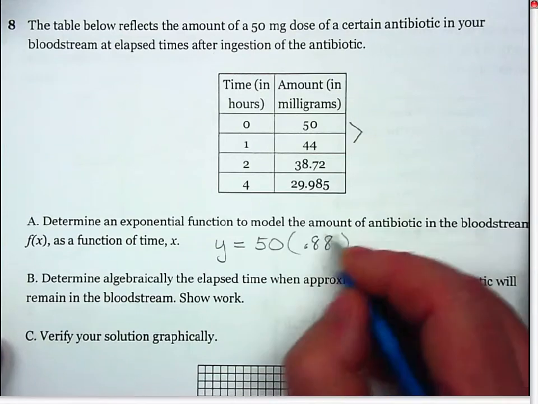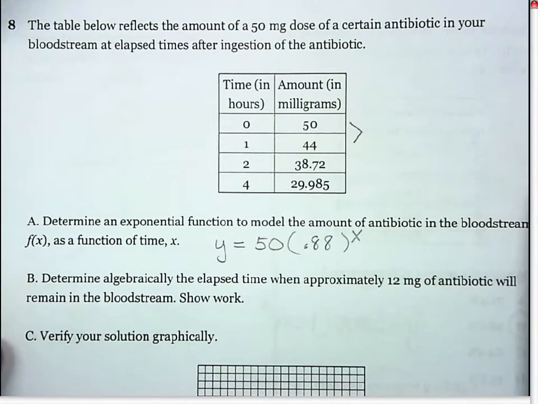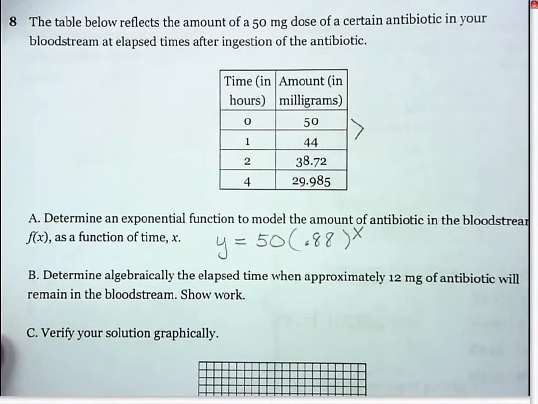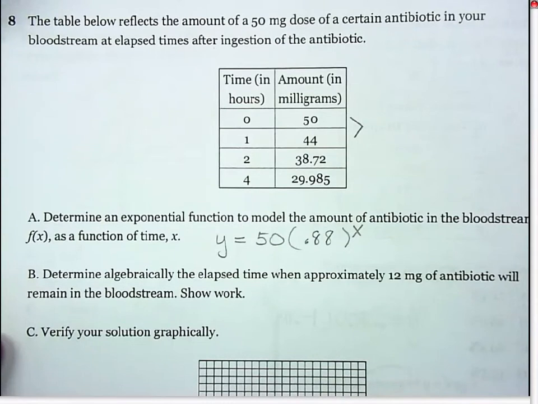I don't think I'm going to do very well. Yeah, well, that's pretty good. Okay, then determine algebraically the elapsed time when approximately 12 milligrams of antibiotic will remain in the bloodstream. 11.2.